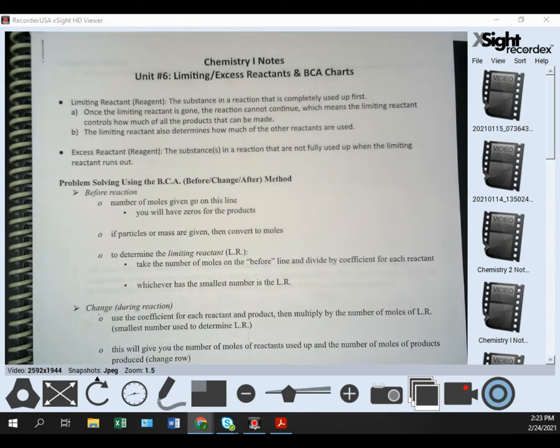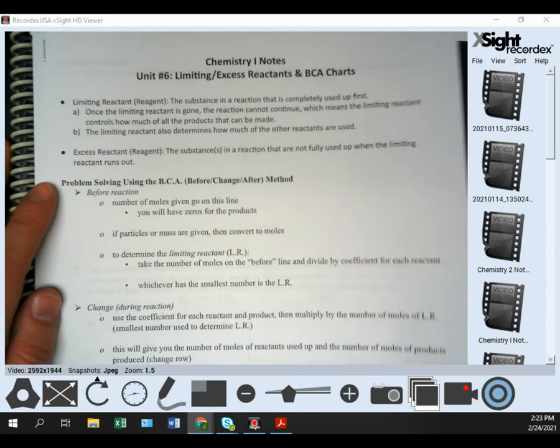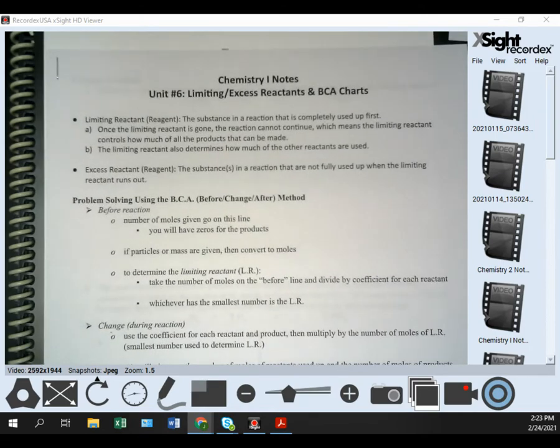So these are the notes, the limiting and excess reactant and BCA charts. To start off, I'm going to go through a little explanation with some examples and an analogy to give you the concept behind what we're doing here, because I think if you understand what is actually happening in real life, it makes a lot more sense when you go to do the numbers. So I'm going to walk you through what this is actually doing in real life, so hopefully it'll then make sense when you go to plug in the numbers.